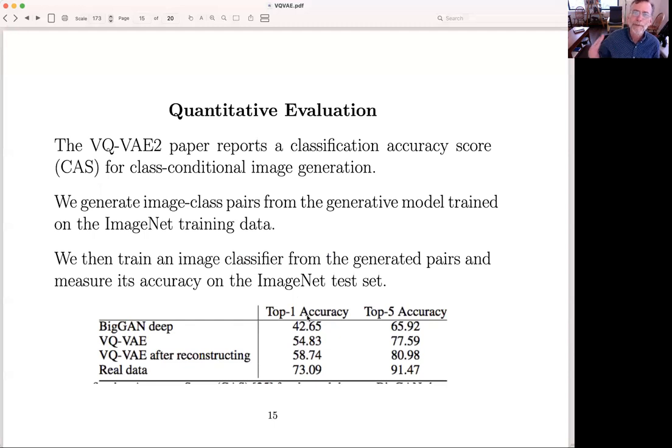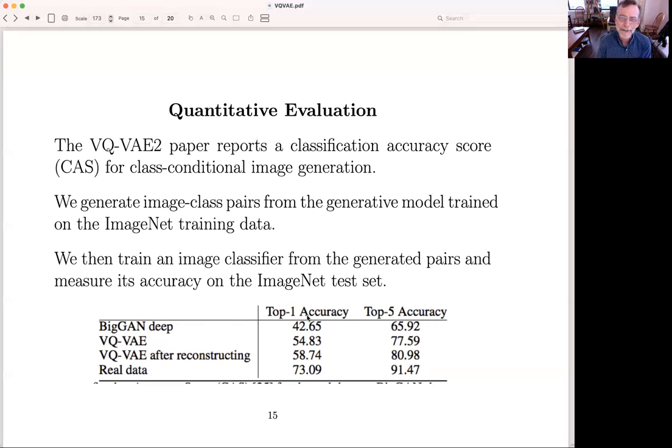Okay, so I've skipped over the multi-layer case. I'm going to talk about my take on multi-layer in a separate unit. But now I'm just going to talk about some empirical results from the VQ-VAE2 paper.